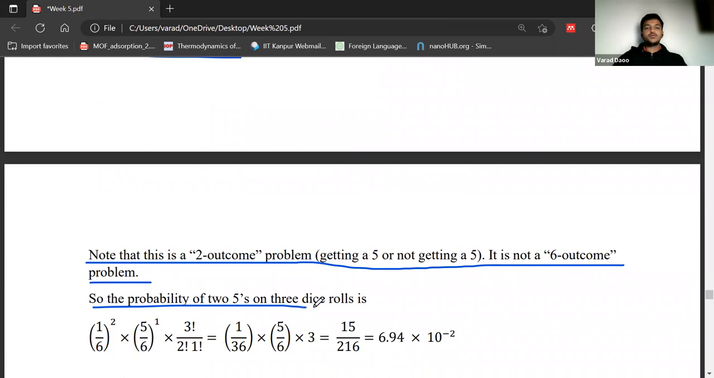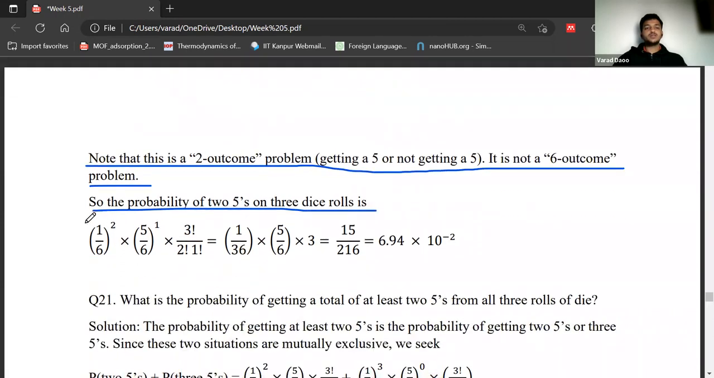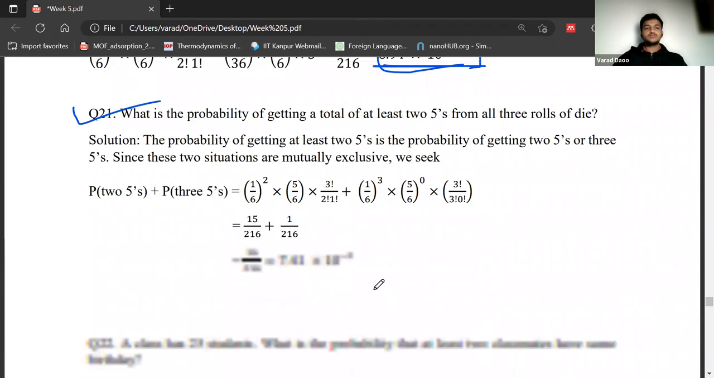So the probability of getting two 5s on 3 rolls of the die is nothing but (1 by 6) squared multiplied by (5 by 6) to the power 1 multiplied by 3 factorial by 2 factorial into 1 factorial, which corresponds to this, right? If you have any doubt, you can ask. Otherwise, you can go to the next question.